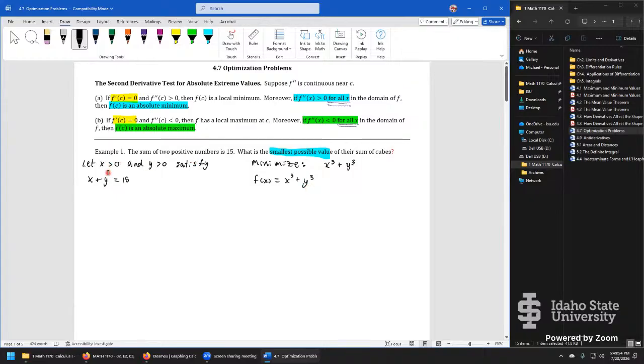You can solve for either x or y, but if you indicate this as f of x, solve it for y, we have y equals 15 minus x. Grab that value for y, substitute it here. F of x is now equal to x cubed plus 15 minus x to the power 3. So that's the function that we want to minimize, and we'll do it through the second derivative test.